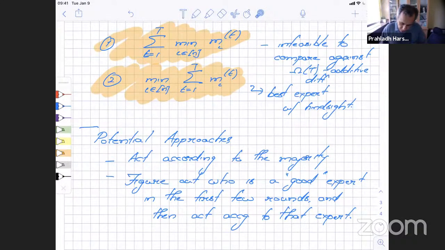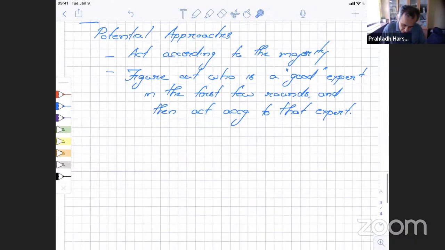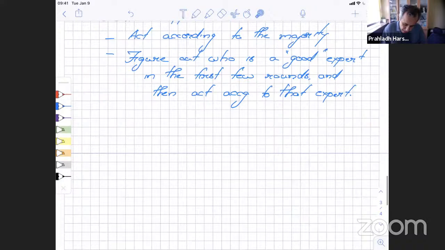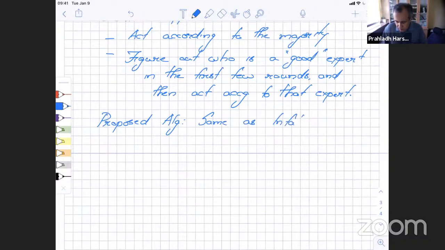So the proposed algorithm is going to be the same as the infallible case, except lower the weight of experts.